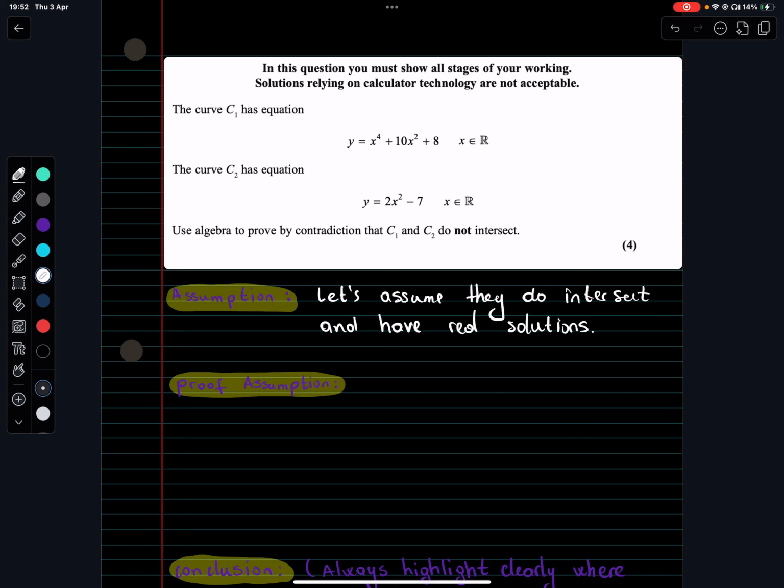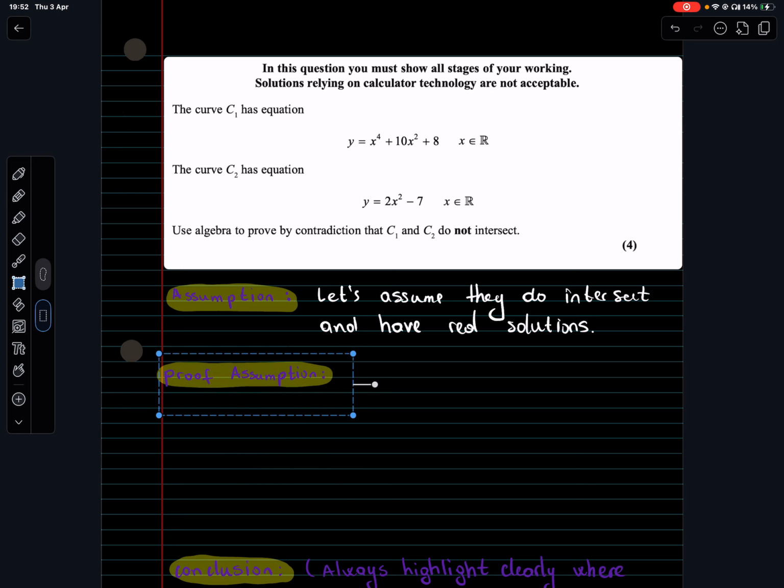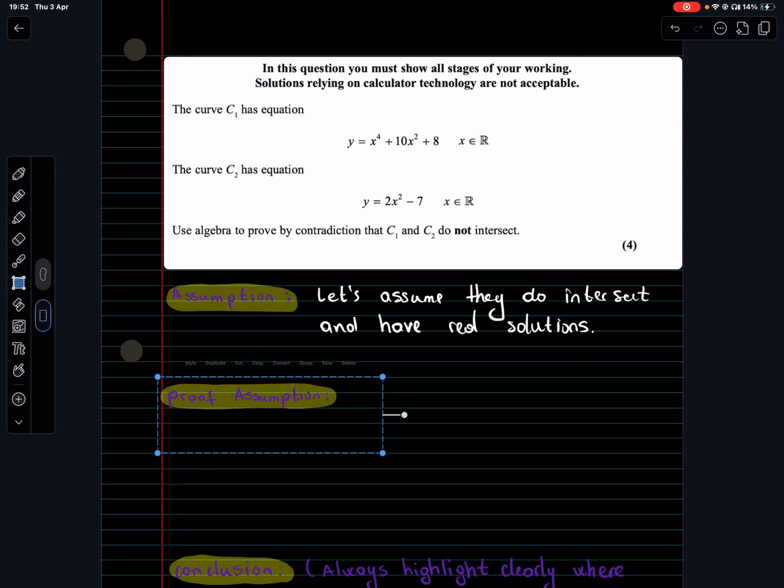So they say the curves do not intersect, so we assume the opposite. Let's assume they do intersect, and if they do intersect, that means there is a real solution. If two graphs intersect, it's either a solution or real solutions. I wrote a solution, doesn't matter. So that means they intersect and they have a solution.